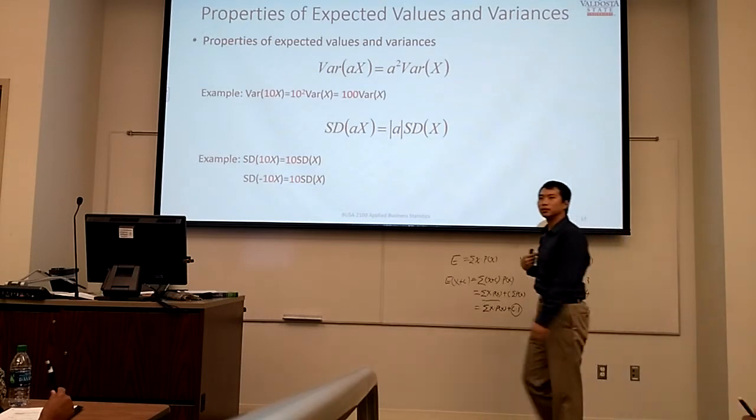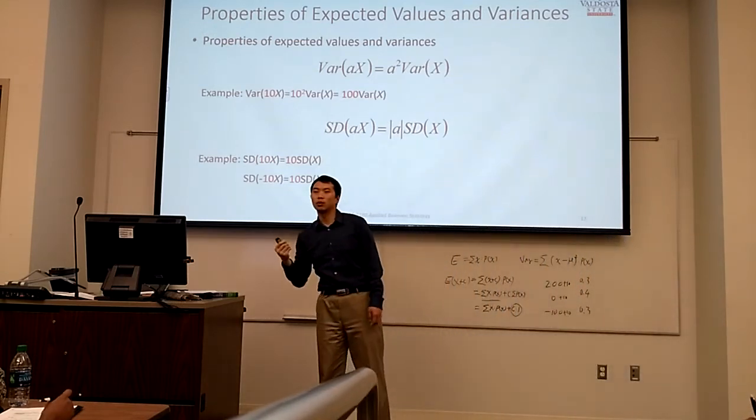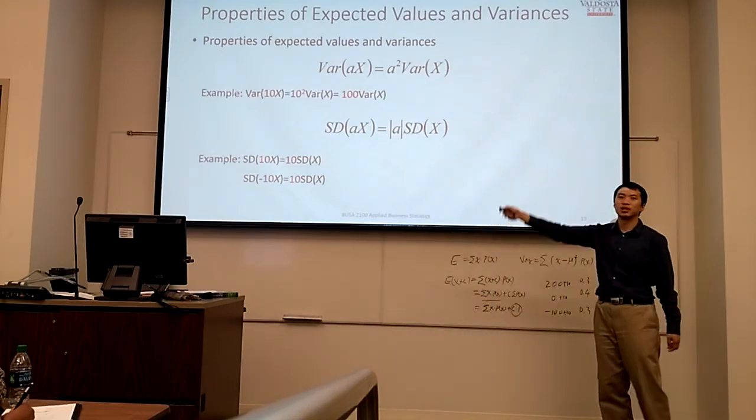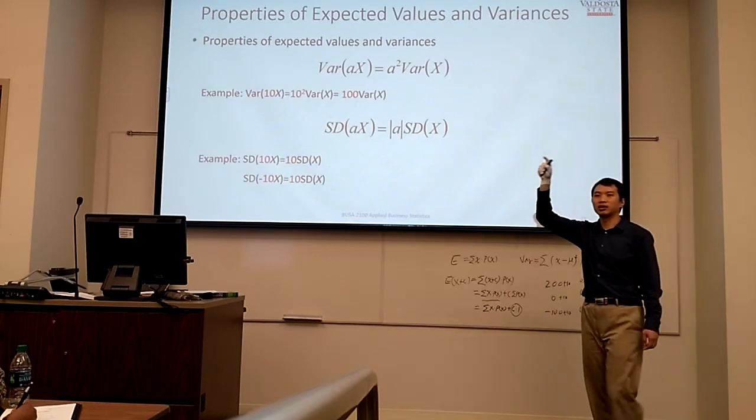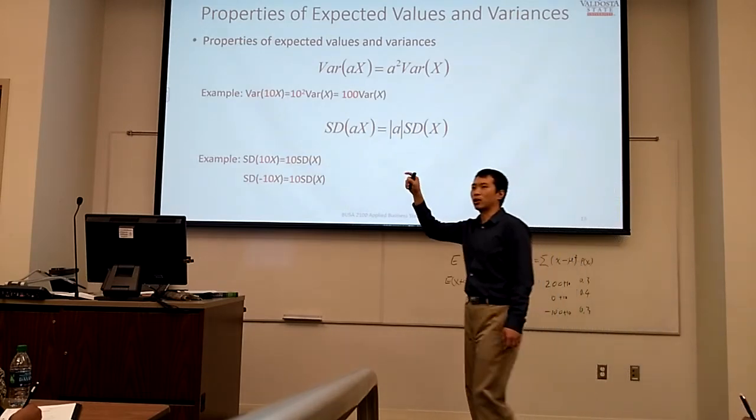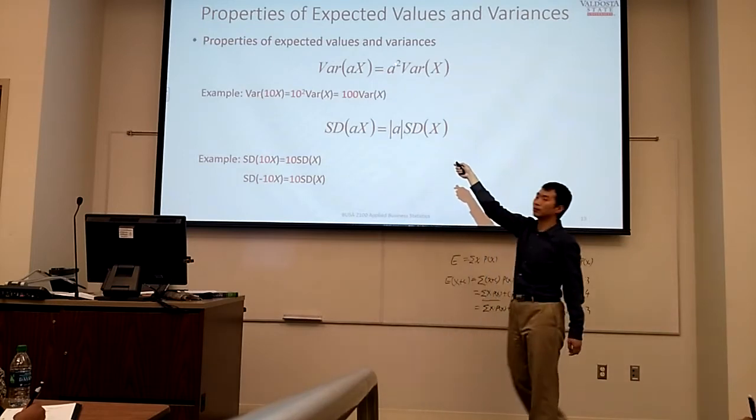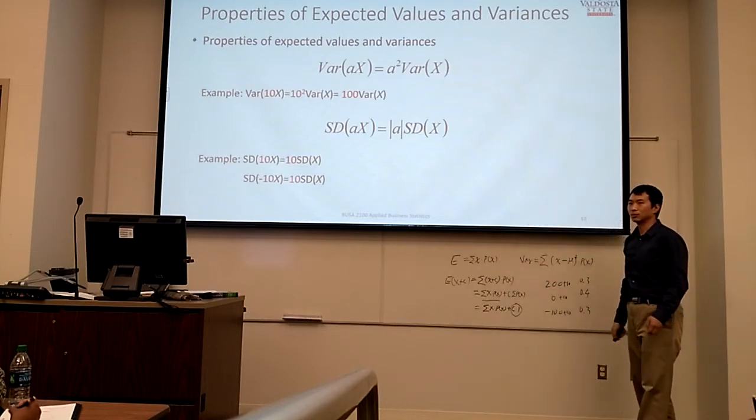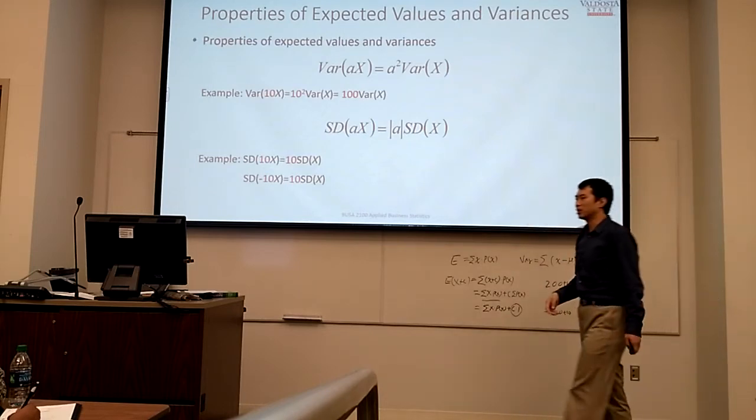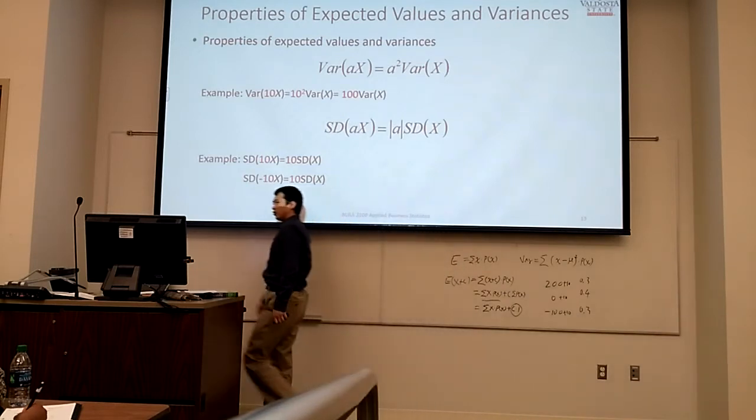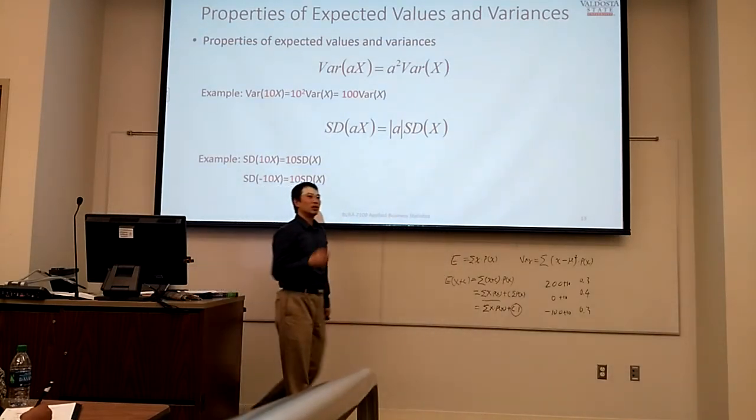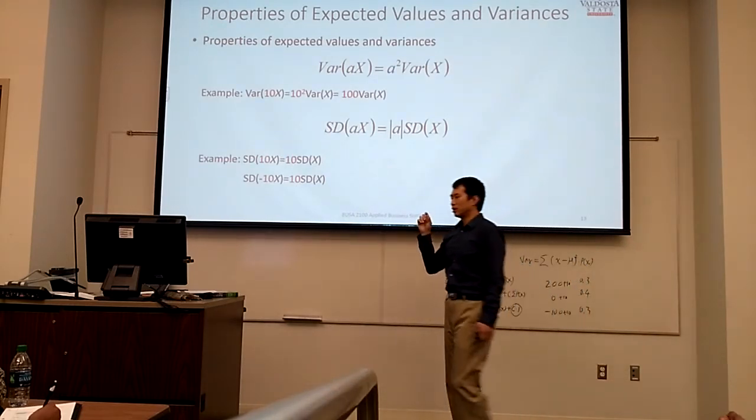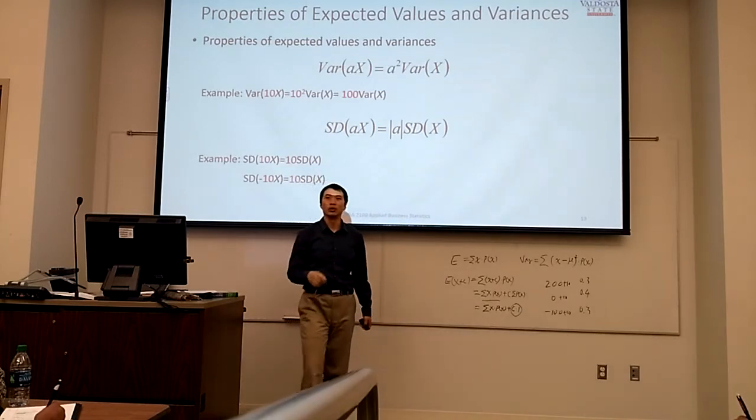The variance. If we multiply a constant by the random variable, what would be the variance? We have to take the constant a out, and use the square. So that's the variance. That means if you enlarge your random variable, then the variance of that random variable will be squared.